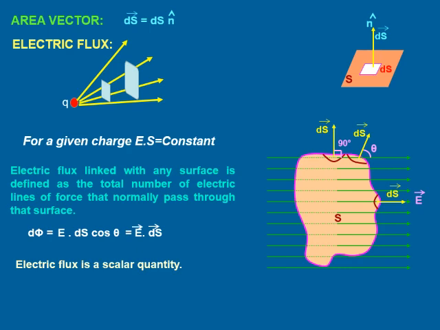What will be the unit of flux? Electric field is measured in newtons per coulomb. Area is measured in meter square. So the unit will become newton per coulomb meter square. Okay, so electric flux, a scalar quantity, is measured in newtons per coulomb meter square.